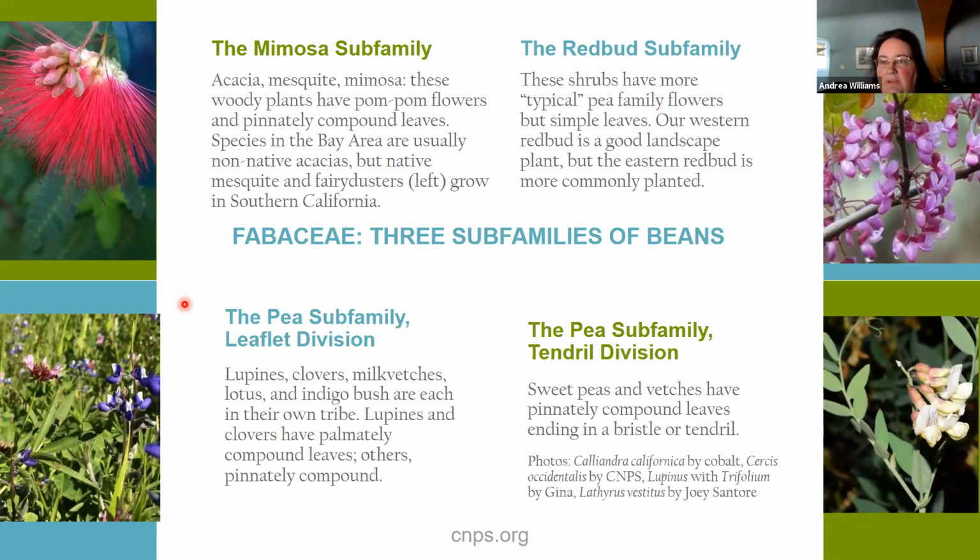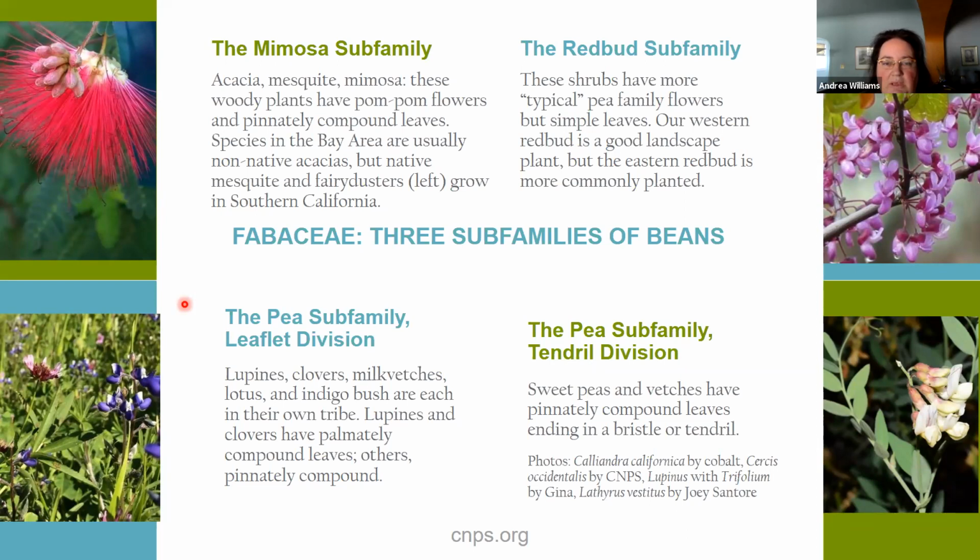The redbud subfamily, so more typical pea flowers, but simple leaves, which is kind of unusual for this family. Western redbud you see a lot in the Sierra in particular and the foothills, and also in landscaping. It's a great landscape plant, but a lot of folks plant Eastern redbud, which makes me sad.